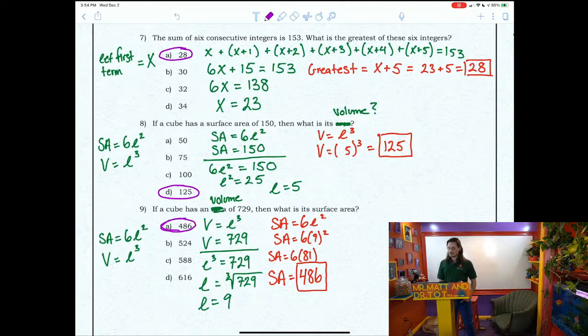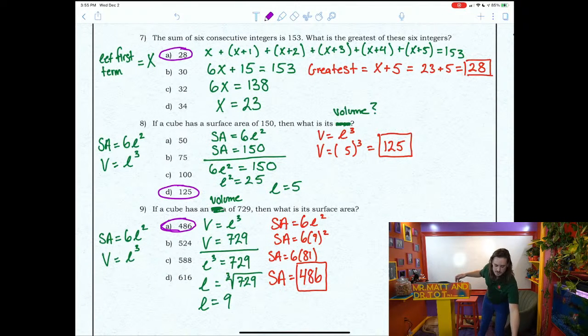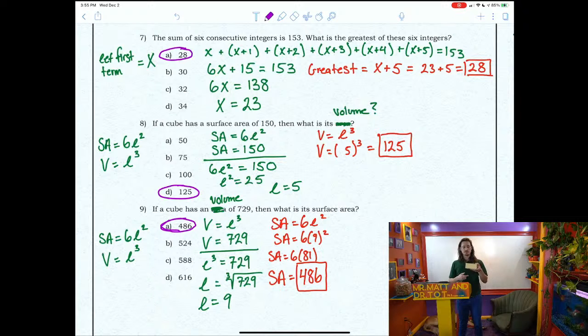For 8, you need to know the formulas for surface area and volume. So surface area is the two-dimensional space around a shape. Actually, I have a little box right here. This isn't a cube, but this is a rectangular prism. A cube would have all equal sides, of course. But the surface area is the space around the shape. The volume is the amount of space inside of it.